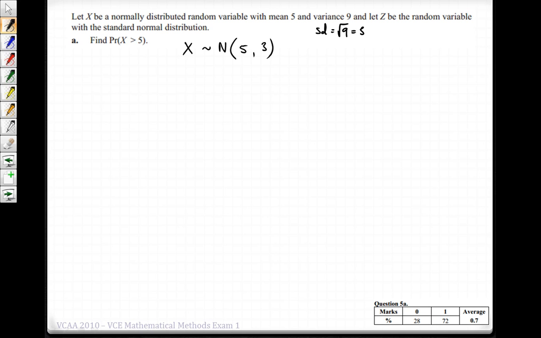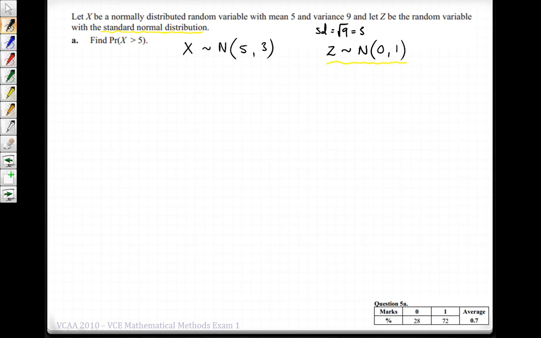And then we've also said let Z be normally distributed with a mean of 0 and a standard deviation of 1. Alright, so that's the standard normal distribution. This guy here is the standard normal distribution.